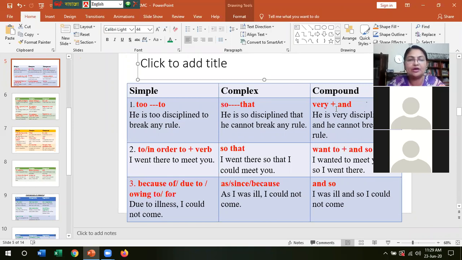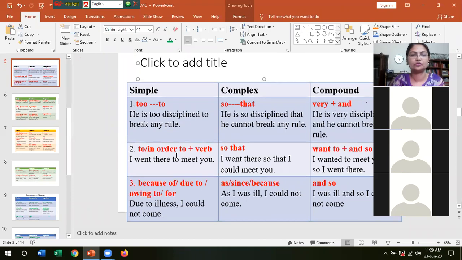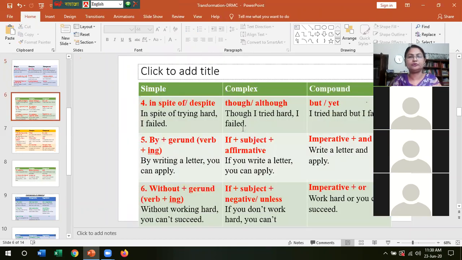So number three, because of, due to, owing to, for: due to illness, I could not come. Complex, as I was ill, I could not come. And compound, 'and so': I was ill and so I could not come. I'm going to the next slide. Rule number 4, 5, and 6.